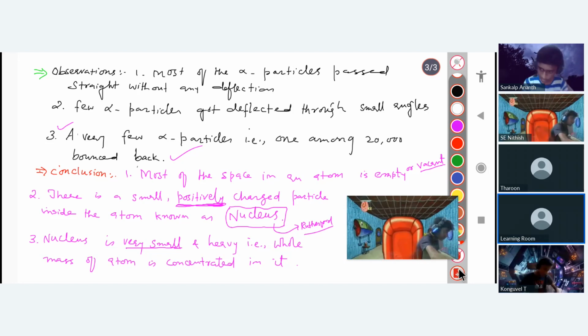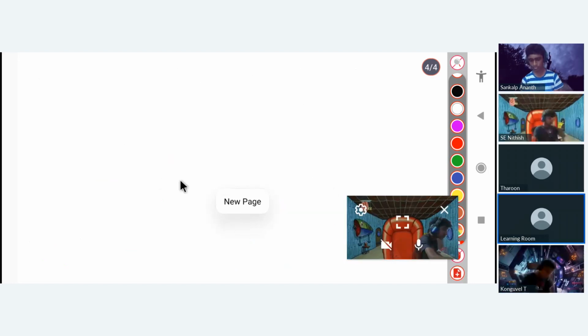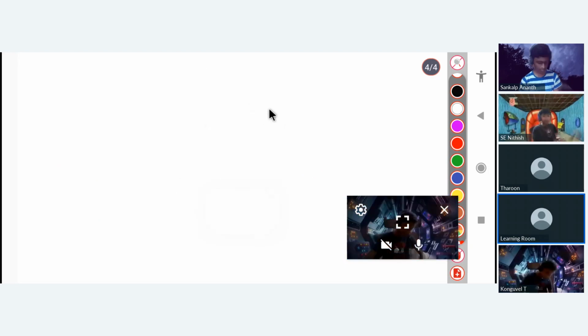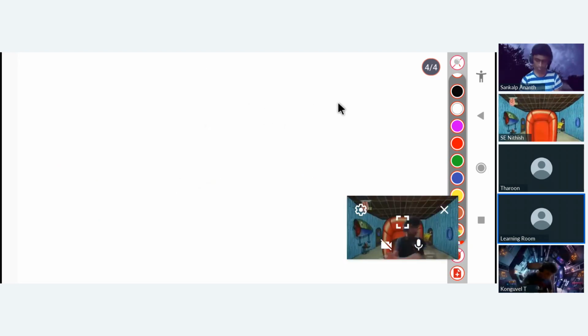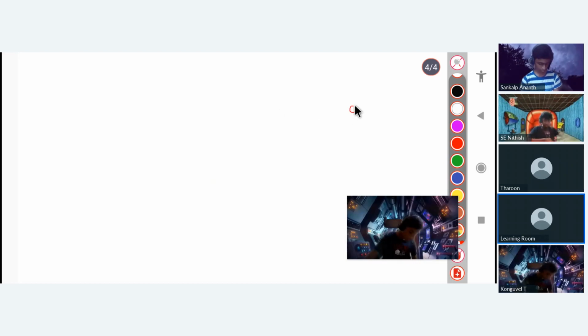Shall I move to the next page? Yes, sir. Okay, see now, what was the structure told by Rutherford? According to Rutherford, there is a positively charged particle inside the atom, and electrons are just revolving around this positively charged particle. So electrons are outside the nucleus. Got it? Yes, sir. So this is the structure of an atom.